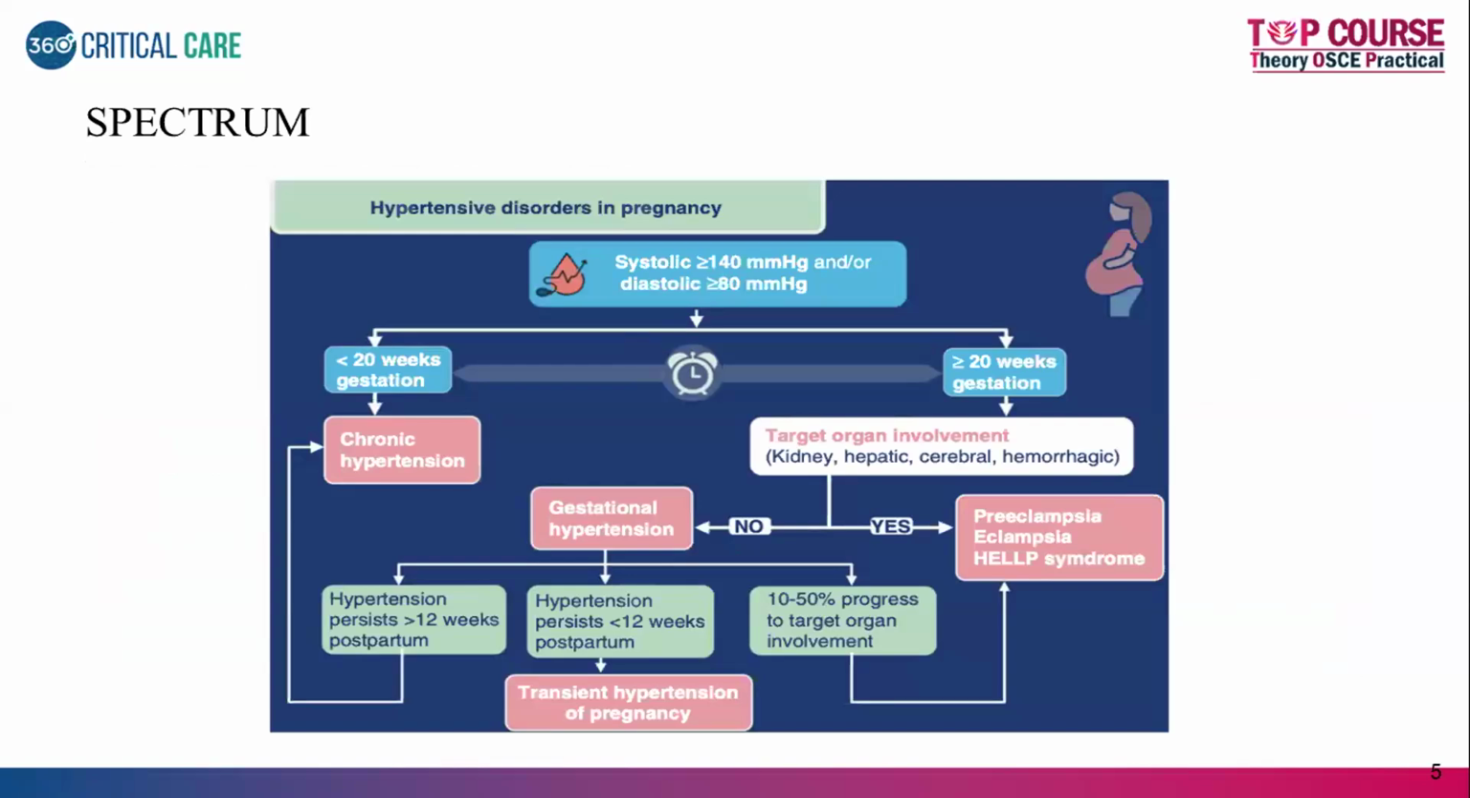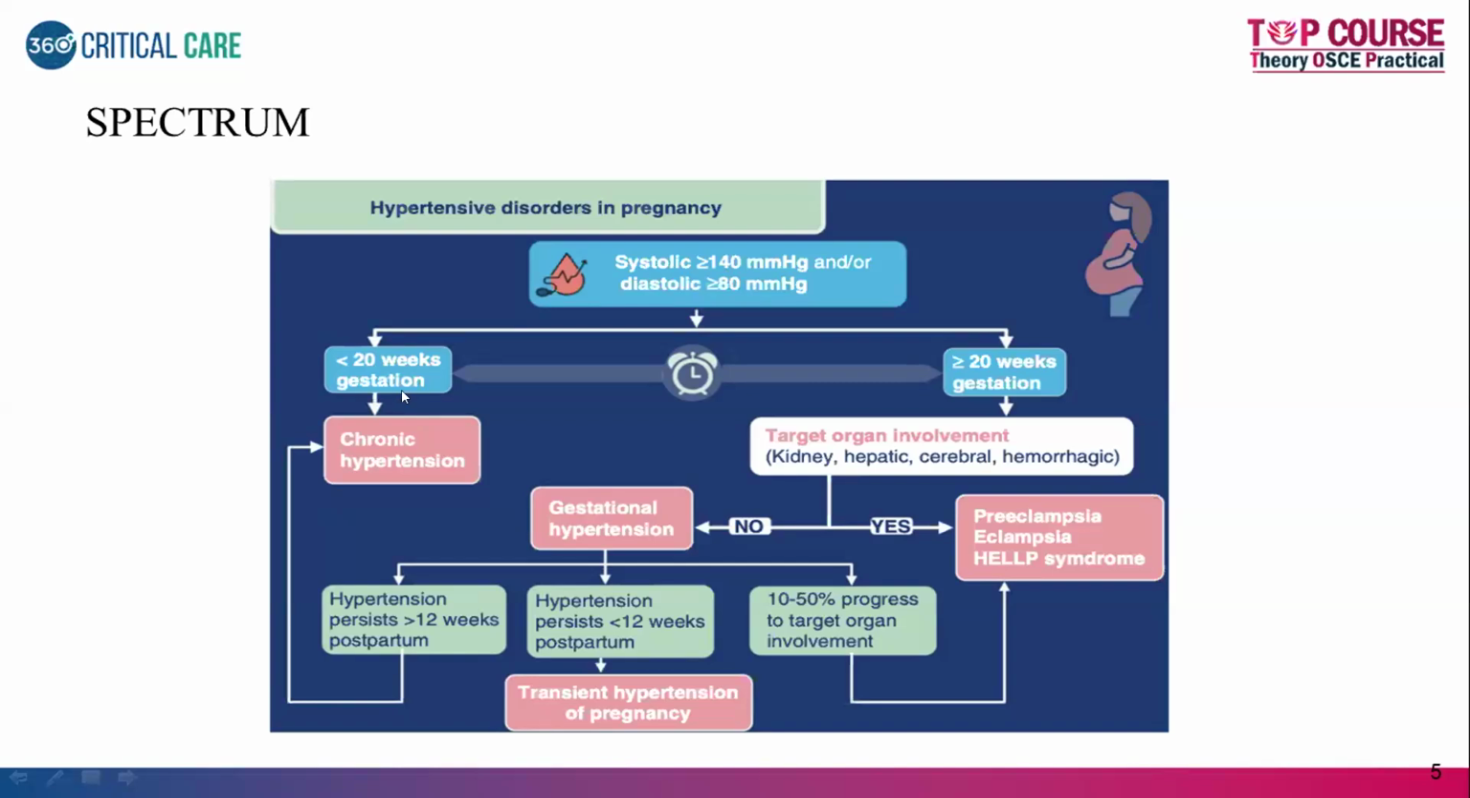Now coming to the spectrum of hypertensive disorders. The main important factor is your BP. So any pregnant lady with a systolic blood pressure of more than or equal to 140 mmHg, and the diastolic more than or equal to 90 mmHg. Then see the gestational age of the patient, whether this pregnant lady's gestational age is less than 20 weeks or more than or equal to 20 weeks.